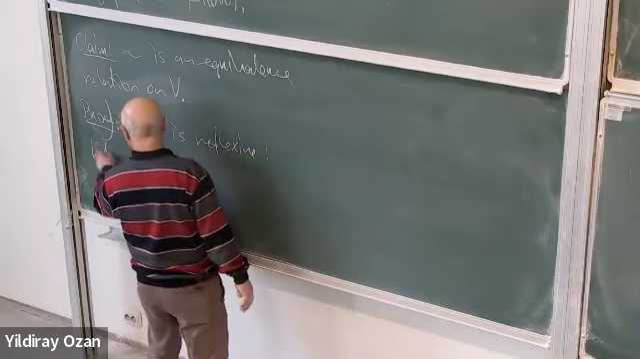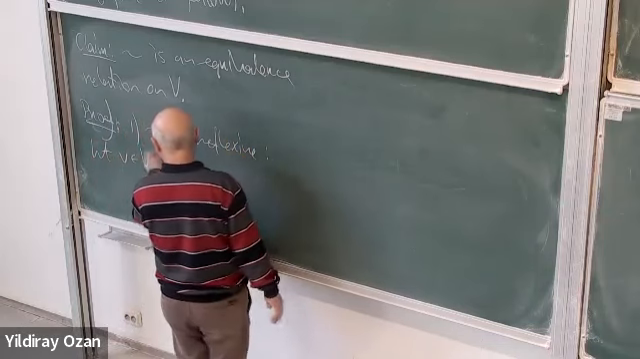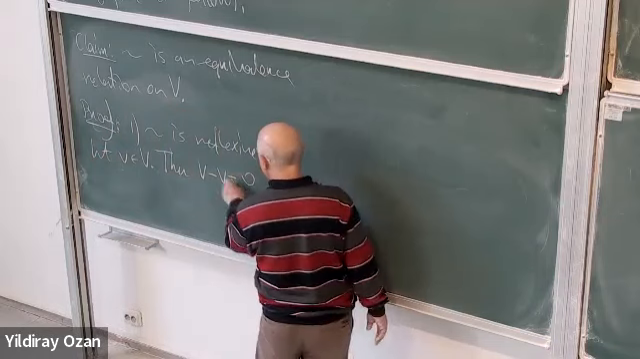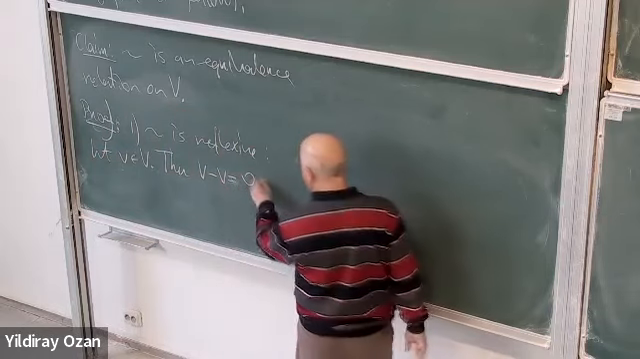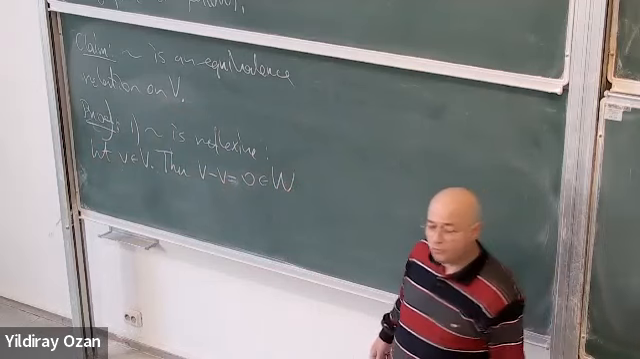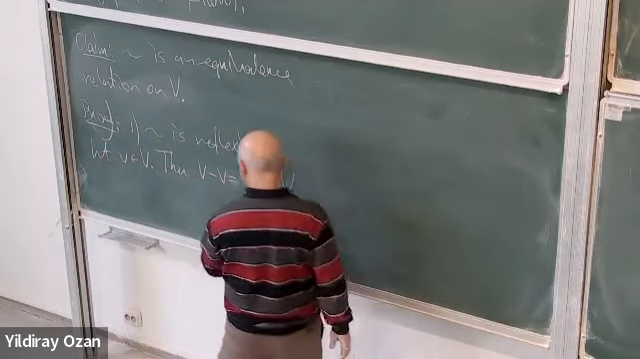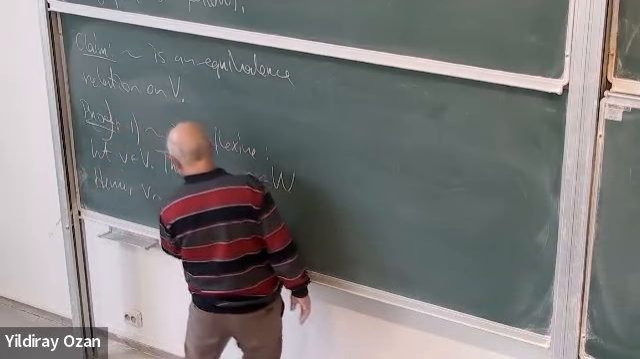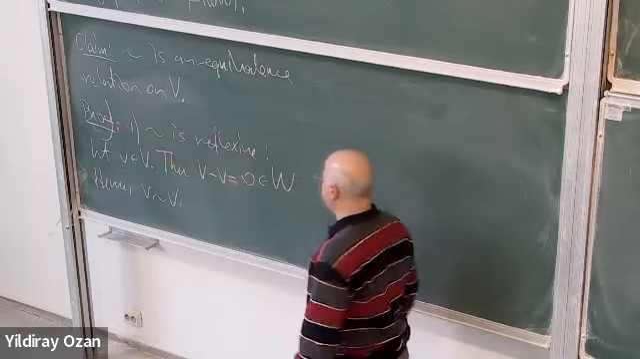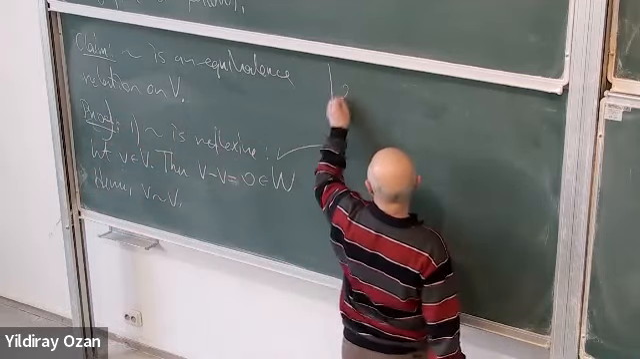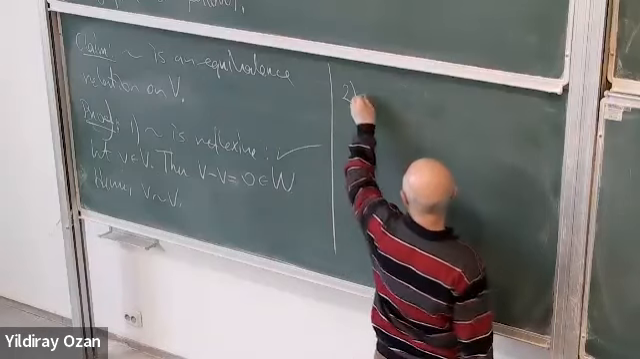Let v be in V. Then v minus v is just the zero vector, and this is, of course, inside the subspace W. Therefore, v is related to v, so that it is reflexive. Okay. Second, it should be symmetric.